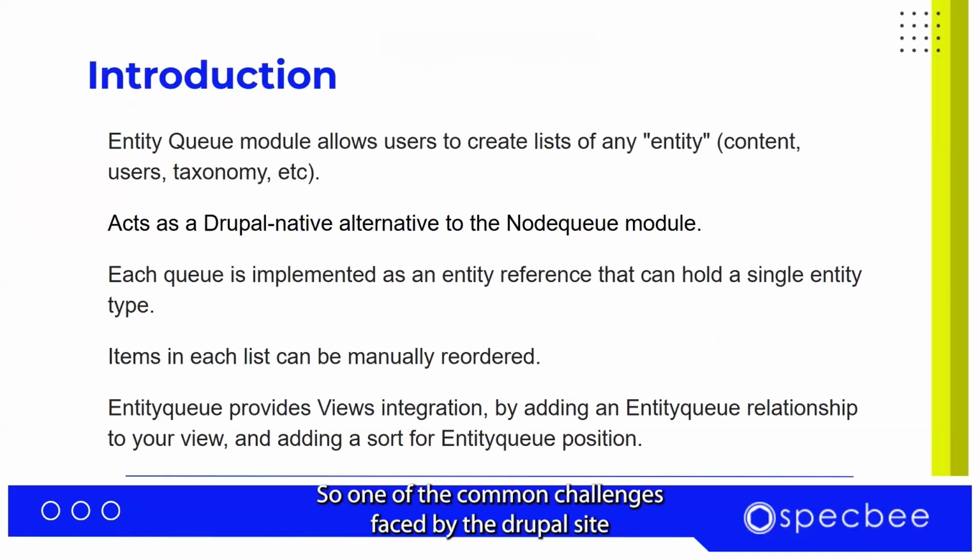One of the common challenges faced by Drupal site builders is the inability to sort the node data in a custom order. Whenever we create content, it is displayed in chronological order. By default, the newest content comes first. To resolve this, we have a module called entity queue.